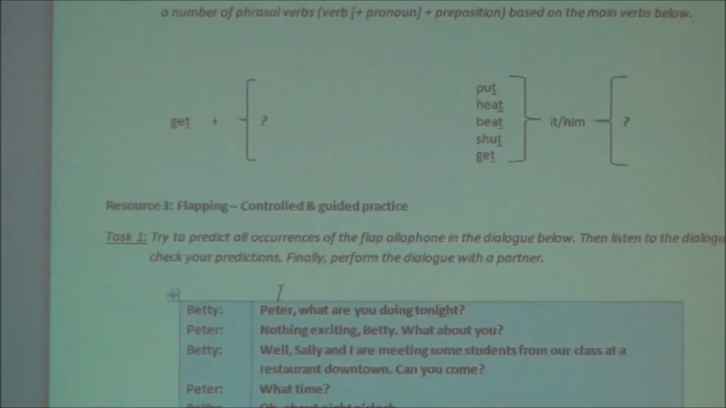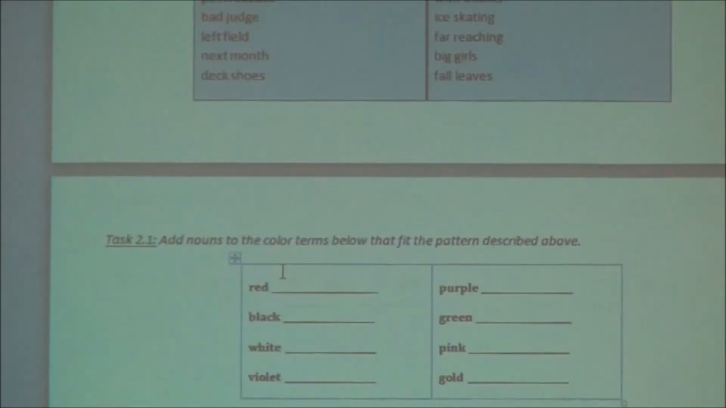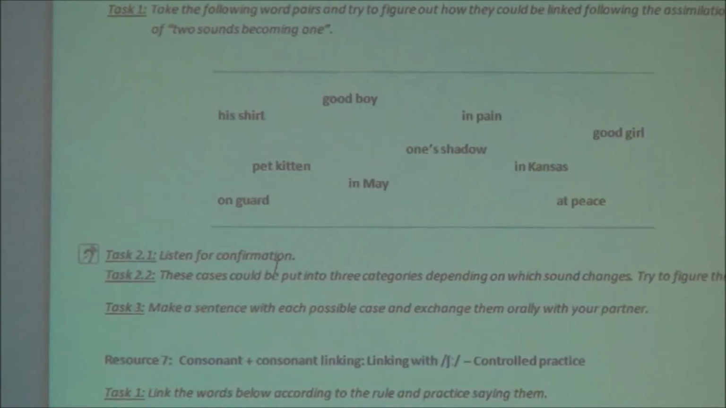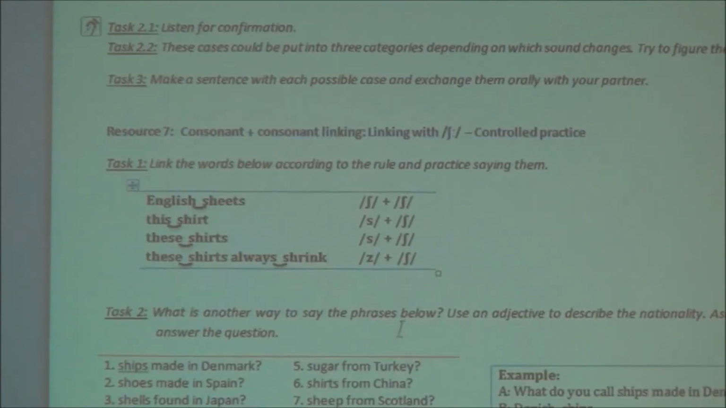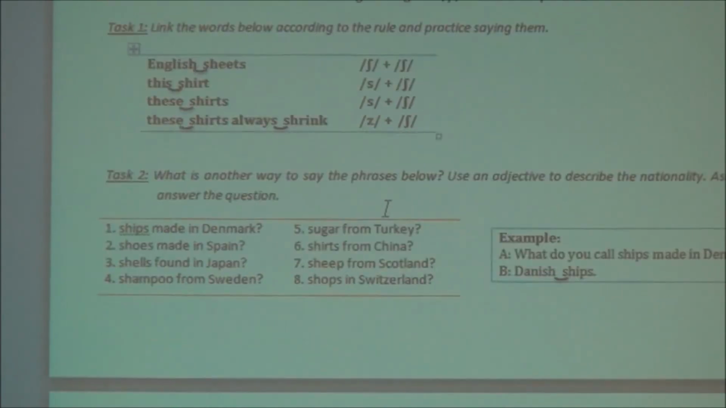Let's take regressive assimilation. You can have little discovery things. Good boy, his shirt, pet kitten. How do we link this? Well, once students know what assimilation is from coalescent assimilation, making similar, right, regressive, backwards. Once you know it's backwards, it's getting similar, what can you possibly do? Students in pairs and groups can figure this out relatively well. In Kansas, good girl, one shadow. You can do little drills like this if you want to, if it's helpful for students.